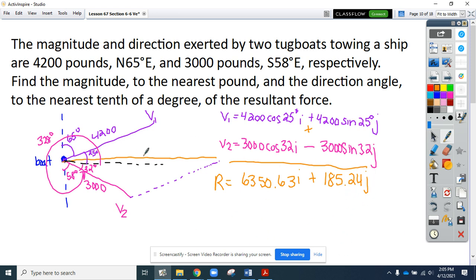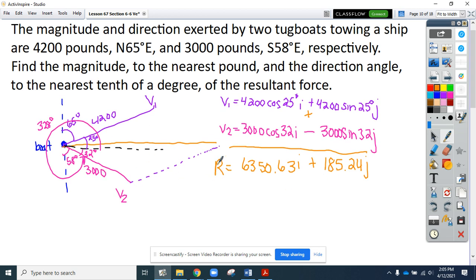So I just found the equation that describes that orange vector. Now for me, I don't like to label the sides there, but I really like to think about what this means. So I'm going to draw myself another little picture and say, okay, so in the I direction, I'm going 6,350.63. In the J direction, I'm going 185.24. So that's my vector. That's the resultant vector. To me, the picture really helps because then the two actual questions, find the magnitude to the nearest pound and the direction angle, now I know what I'm basing it off of. This picture is what I'm trying to base it off of.